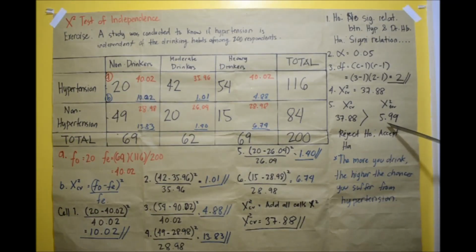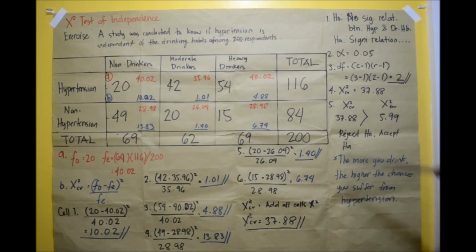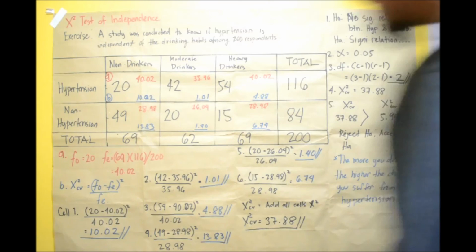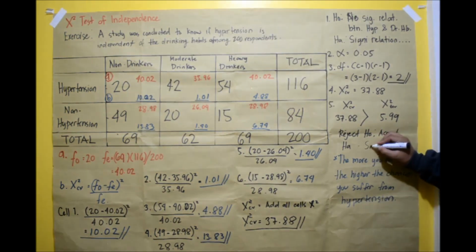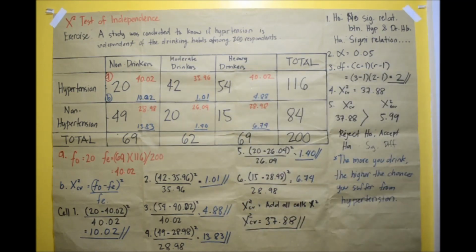After that, the 5.99 is there, so we now compare. Our computed value is larger. By principle, always remember, if the computed value is larger, we reject H0, the null hypothesis, and accept the alternative hypothesis. Simply, it means that there is a significant difference among your groups. So you could provide this conclusion.